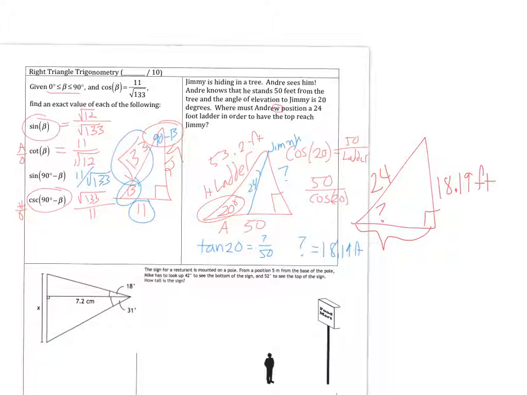So to me, this looks like we're looking at the Pythagorean Theorem. So that would be x squared plus 18.19 squared is equal to 24 squared. And if I do that out, we're going to have 24 squared is 576 minus 18.19 squared. And we get x is equal to 15.65 feet. So Andre would have to put the ladder 15.65 feet away from the bottom of the tree.